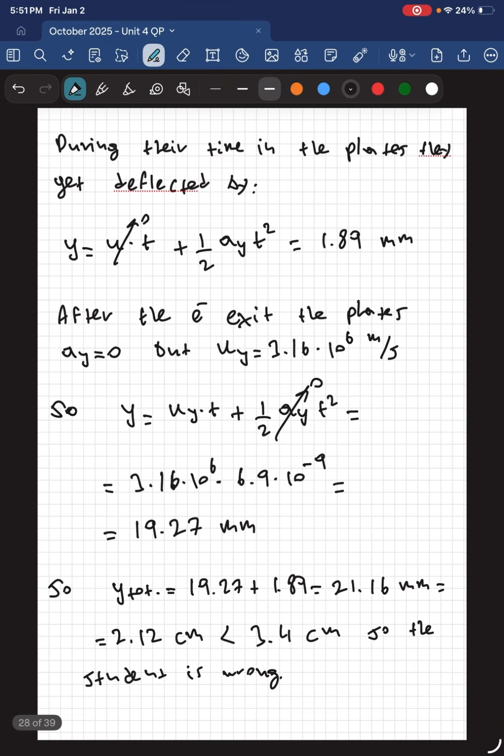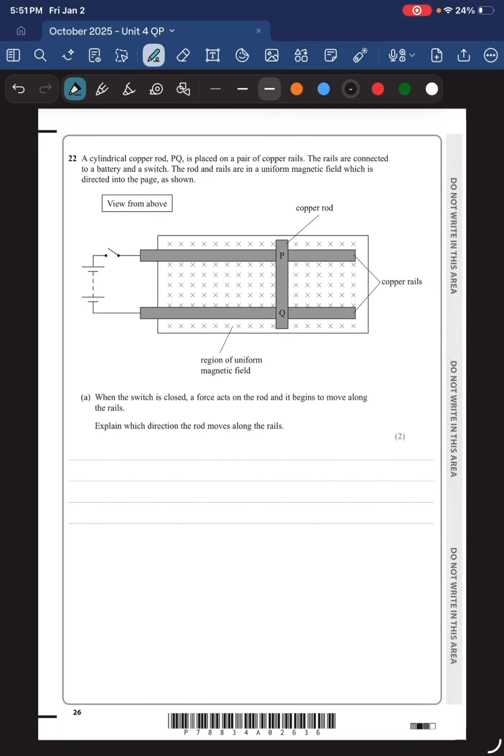All right, let's move to question 22, which is the last question in this very long test. This was a difficult test. A cylindrical copper rod PQ is placed on a pair of copper rails. The rails are connected to a battery and a switch. The rod and rails are in a uniform magnetic field, which is directed into the page as shown. When the switch is closed, a force acts on the rod and it begins to move along the rails. Explain which direction the rod moves along the rails.